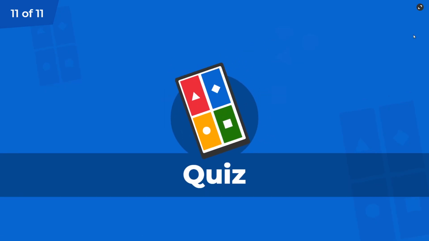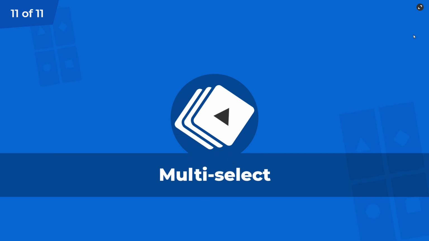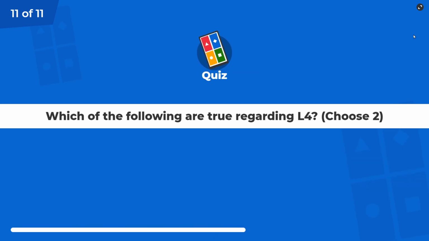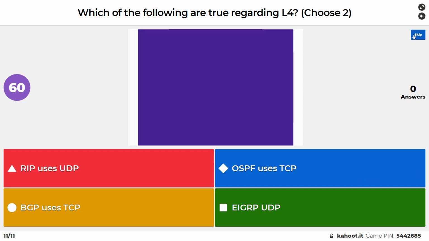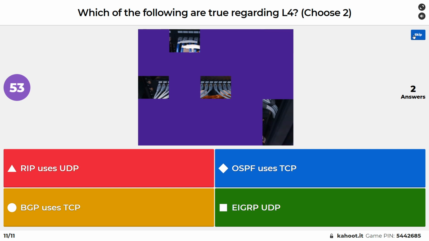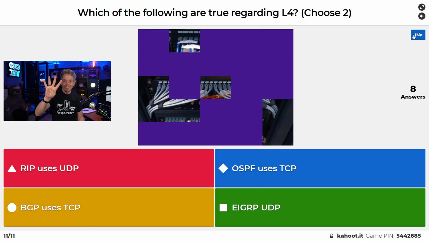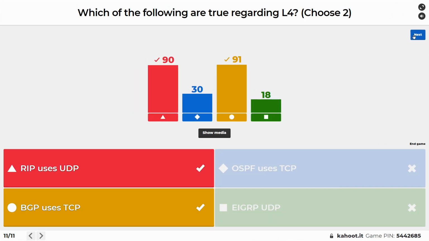Here it is. Question 11 of 11. Multiple select. Which of the following are true regarding layer 4? There's 2 correct answers on the board that I'm looking for. Good luck, everybody. All right, which of the following are true regarding layer 4? RIP uses UDP, that is true.